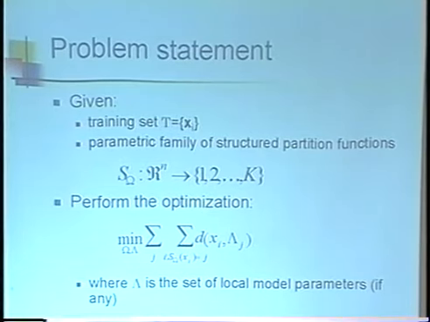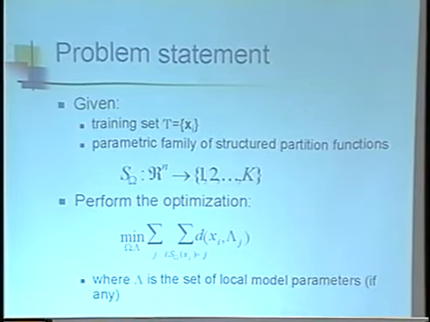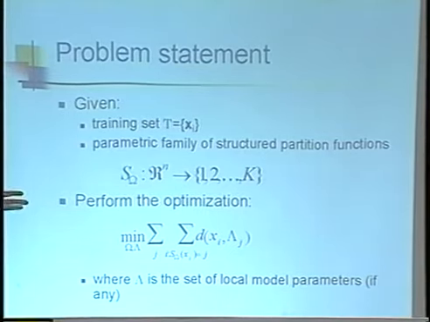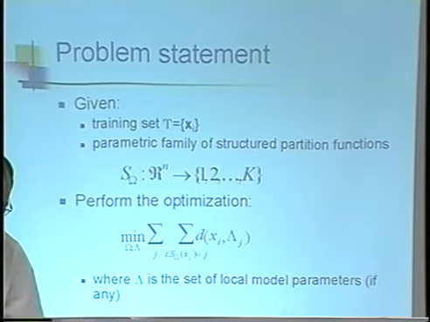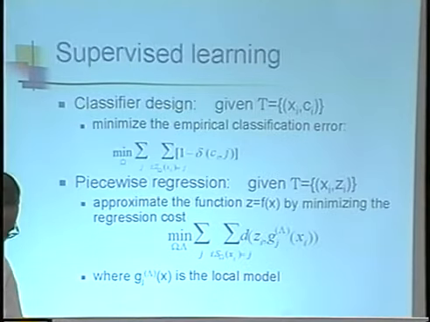Okay, how do we state the problem? We say we have a training set, and we have a parametric family of structured partition functions. Now we have a bunch of parameters that define the partition. So S sub omega, where omega is a set of parameters that determine the partition. And we perform the optimization, minimize over omega and lambda. So we have parameters for the partition and parameters for the models we may use at each cell of the partition. That's lambda j. So this is pretty general because it covers problems of regression, classification, etc.